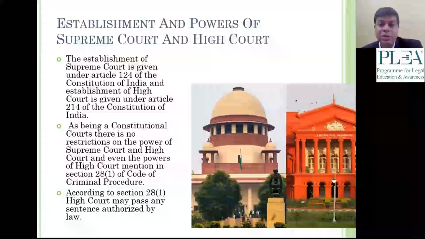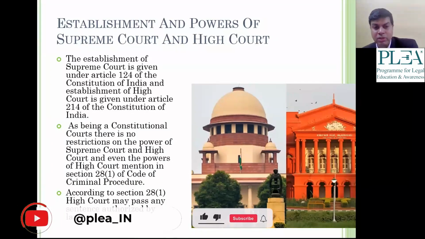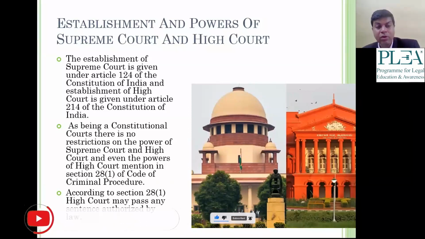Next, that is the establishment and powers of the Supreme Court and High Court. The establishment of the Supreme Court is given under Article 124 of the Constitution of India, and the establishment of the High Court is given under Article 214 of the Constitution of India. There is no restriction on the powers of the Supreme Court and High Court, and even the powers of the High Court are mentioned under Section 28, subsection 1 of the Code of Criminal Procedure. According to Section 28, subsection 1, the High Court may pass any sentence authorized by the law.